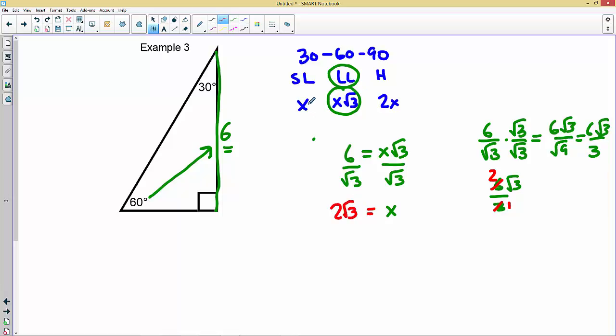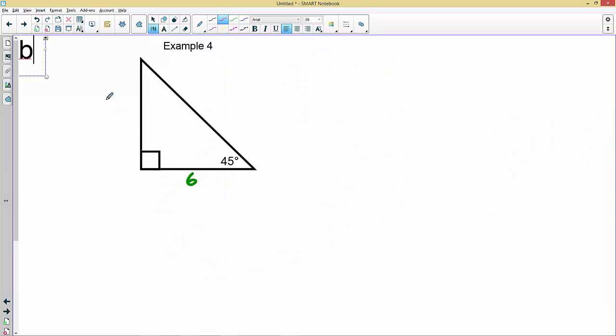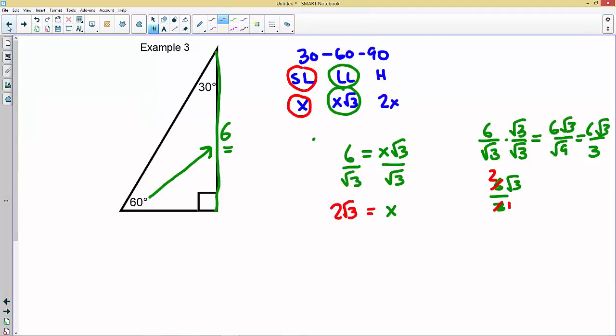Okay, so what is x? X is the short leg, see? So I'm just going to label that as the short leg. So I'm going to put it right here. 2 radical 3. Now, how do we get to the hypotenuse? That's the only missing side left. Well, the hypotenuse is whatever x is times 2. Whatever x is times 2. Okay? So whatever x is, which is right here, this is what x is, times 2. So 2 times 2 radical 3.